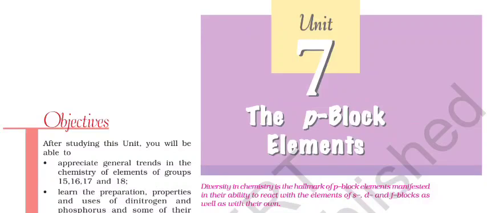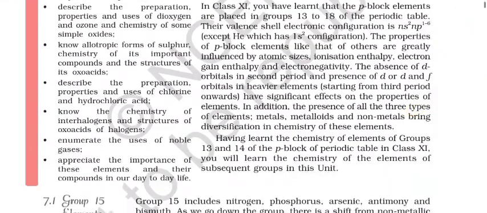7. The p block elements. In class 11th, you have learned that the p block elements are placed in group 13 to 18 of the periodic table. Their valence shell electronic configuration is ns2 np1-6, except helium, which has 1s2 configuration.